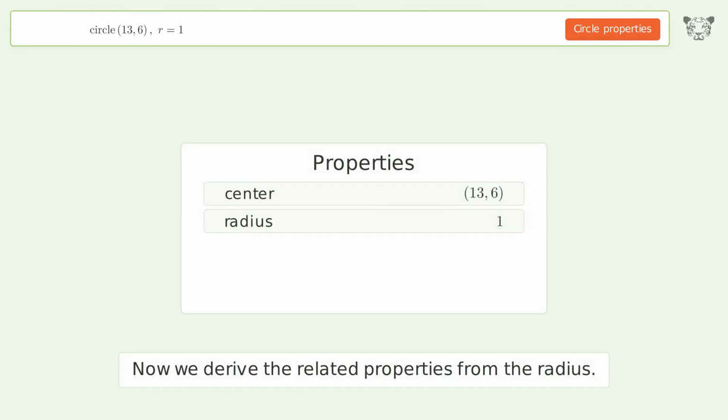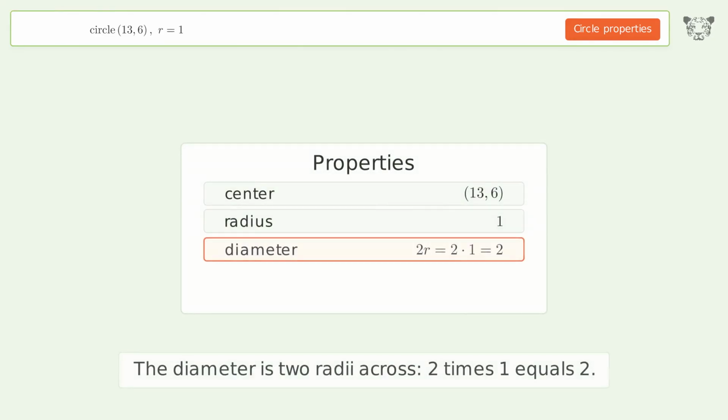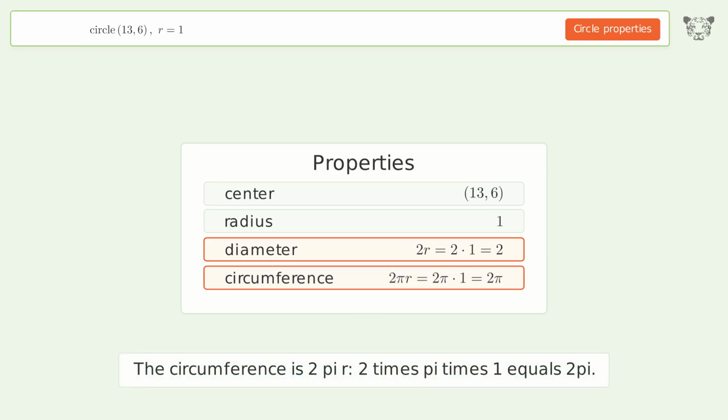Now we derive the related properties from the radius. The diameter is 2 radii across, 2 times 1 equals 2. The circumference is 2 pi r, 2 times pi times 1 equals 2 pi.